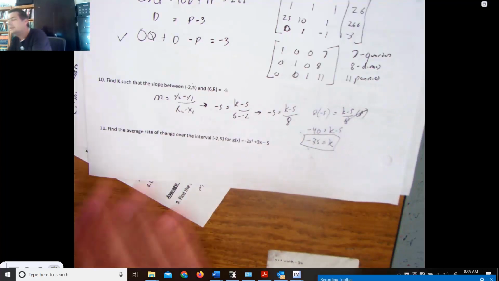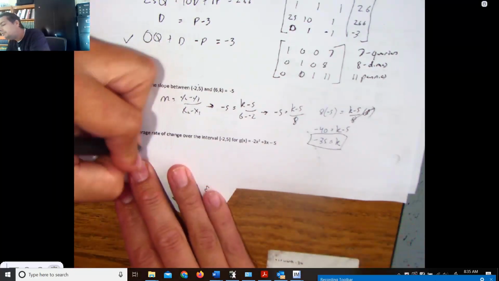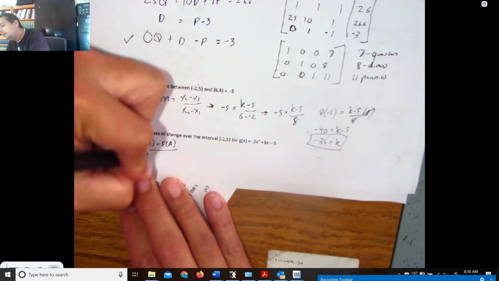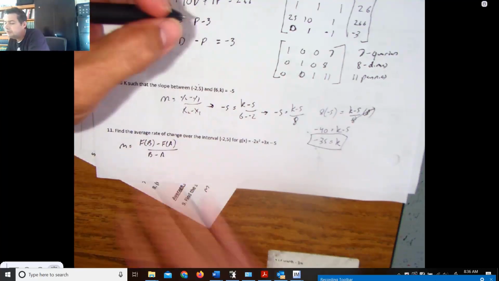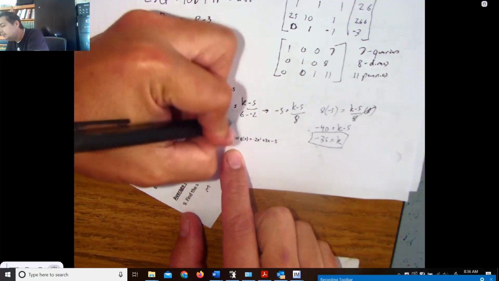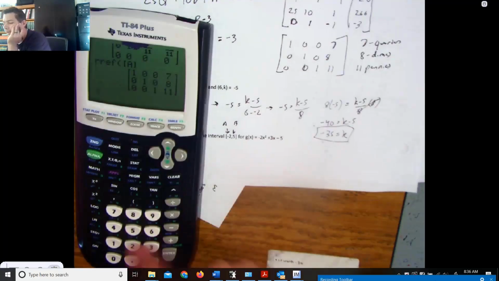Number 11, find the average rate of change over some interval, -2 to 5. So your average rate of change is another fancy formula for slope. It's f of b minus f of a over b minus a. So let's plug some stuff in. This is a, this is b, and I'm doing a test here, so I'm not going to bother doing a lot of stuff by hand.